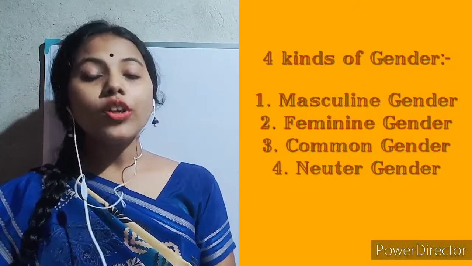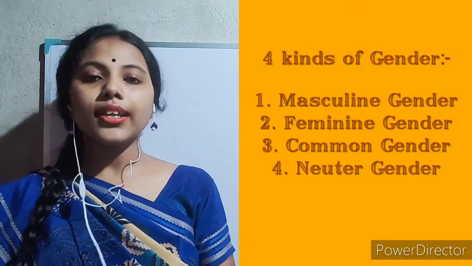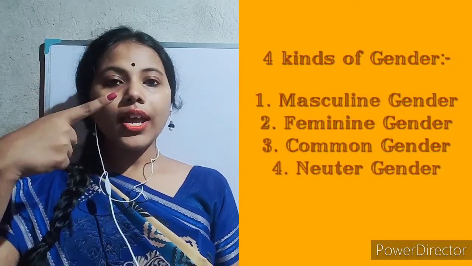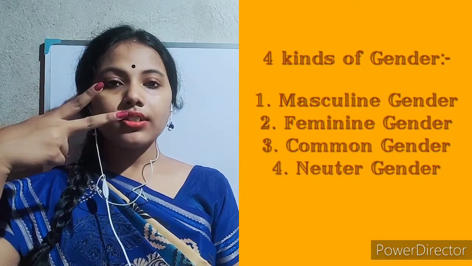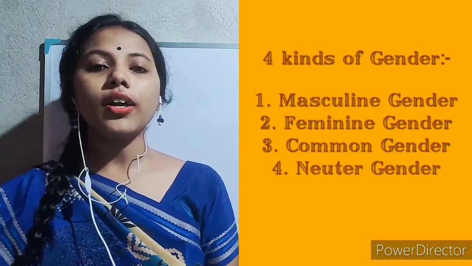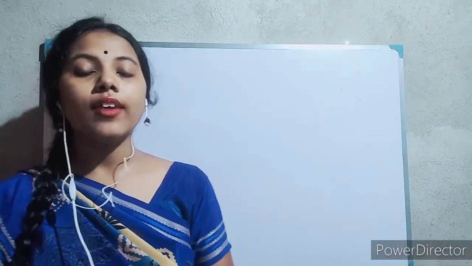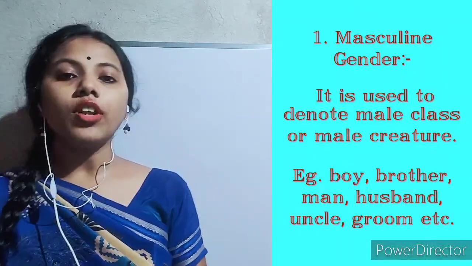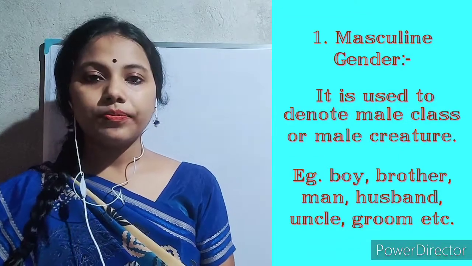There are 4 kinds of genders in English language: masculine gender, feminine gender, common gender and neuter gender. And today we will talk about all of them one after another. First of all, masculine gender.